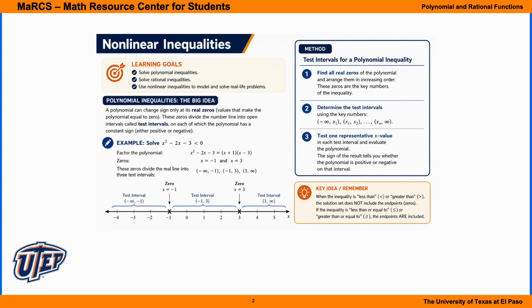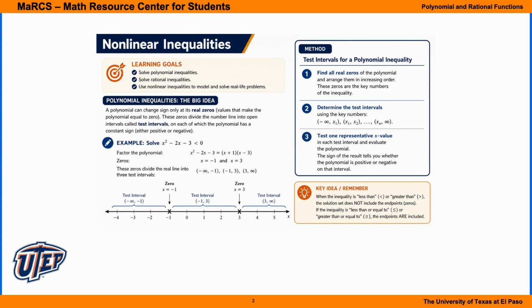So for example, we are told, solve x squared minus 2x minus 3 less than 0. So first we factor the polynomial. x squared minus 2x minus 3 is equal to x plus 1 times x minus 3. So setting each of those portions equal to 0, x plus 1 equal to 0 will imply that x is equal to negative 1, and x minus 3 equal to 0 will imply that x is equal to positive 3. So now these zeros divide the real line into three test intervals, from negative infinity to negative 1, from negative 1 to 3, and from 3 to positive infinity.